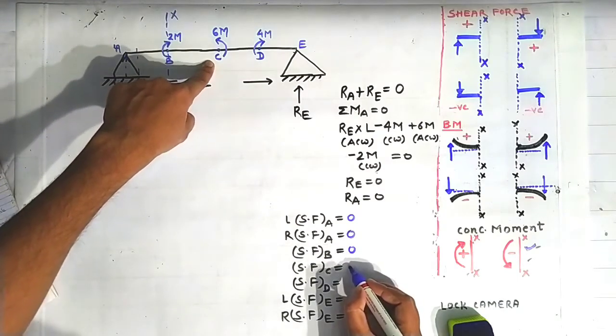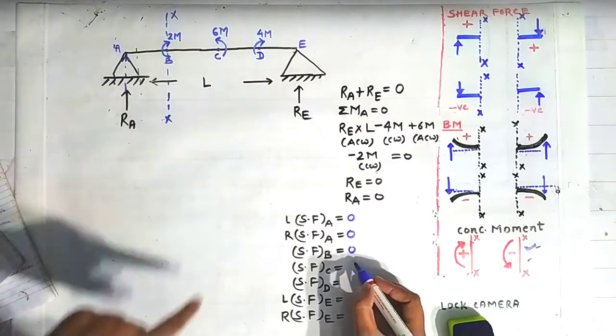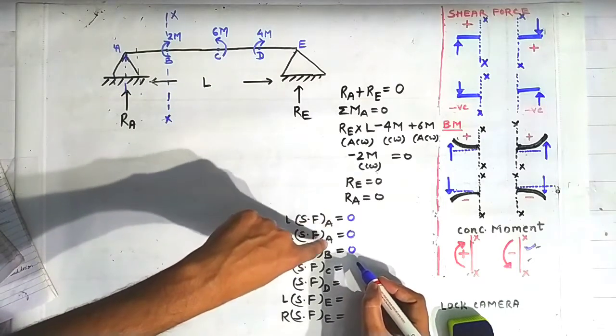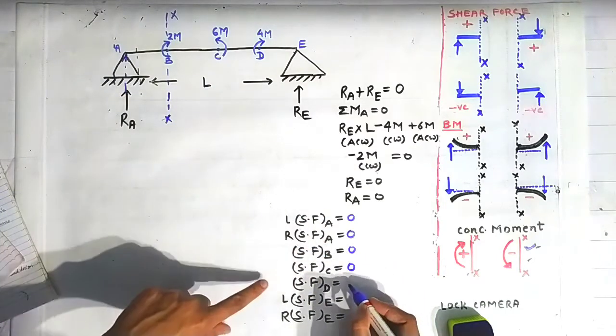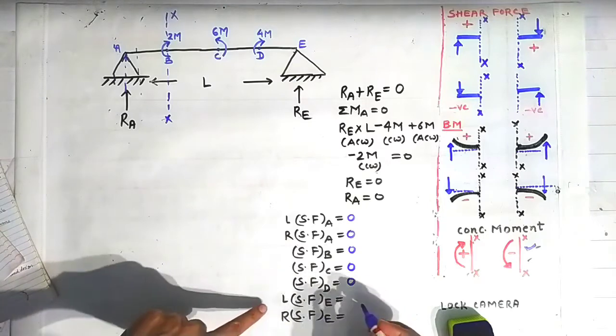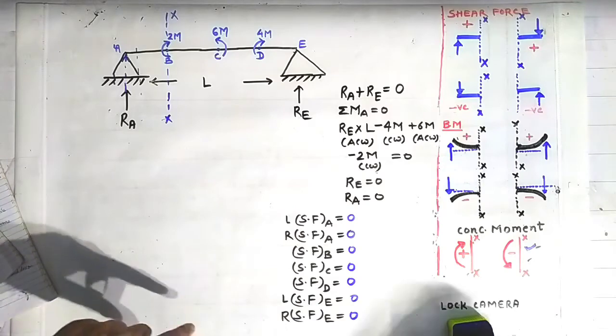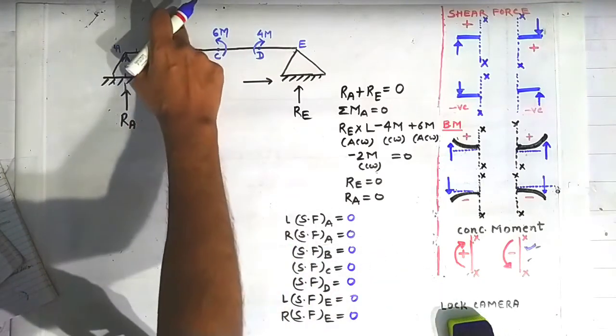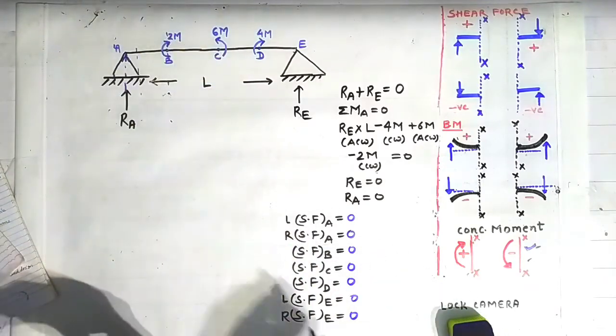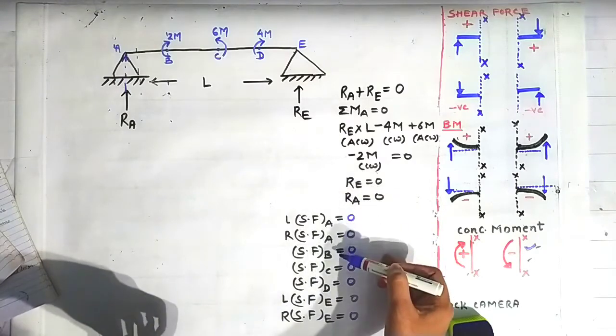You can do that also in the similar fashion that I have done earlier for previous 3 cases by constructing a section, and shear force at D will also be equal to 0, and shear force at E will also be equal to 0 on the left side and on the right side. You can do it by yourself, okay, in the similar fashion that I have done for these 3 points.